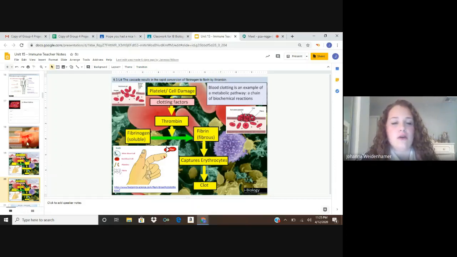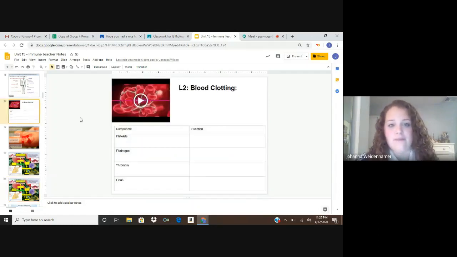Now that we know this, let's go back to our chart and try to fill out the components of the chart based off of what we just went through about the passageway that blood clotting is going to take. So first, platelets. We've learned now that platelets are small cell fragments, and they are going to release clotting factors in response to a wound, so in response to a cut. So that would be the platelets' function.